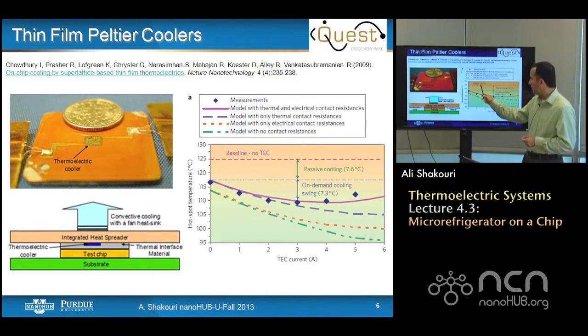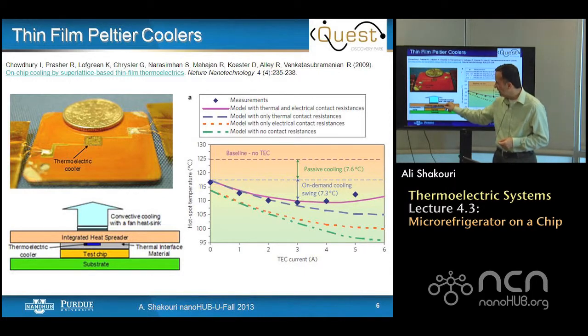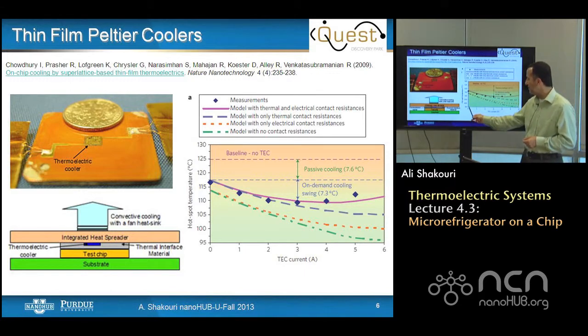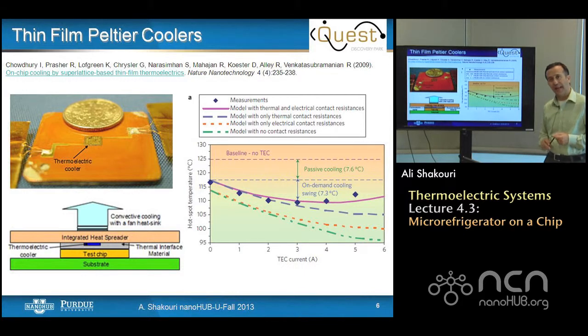Basically, without a thermoelectric, the chip heats up to 125 degrees. There is a passive cooling of 7.6 degrees because when you add some copper beneath the thermoelectric, it helps the heat path, so there is this much cooling. But then you add the thermoelectric thin film device with a current of about 3 to 4 amps. You can cool an additional 7.5 degrees, and this is a total of 14 degrees.